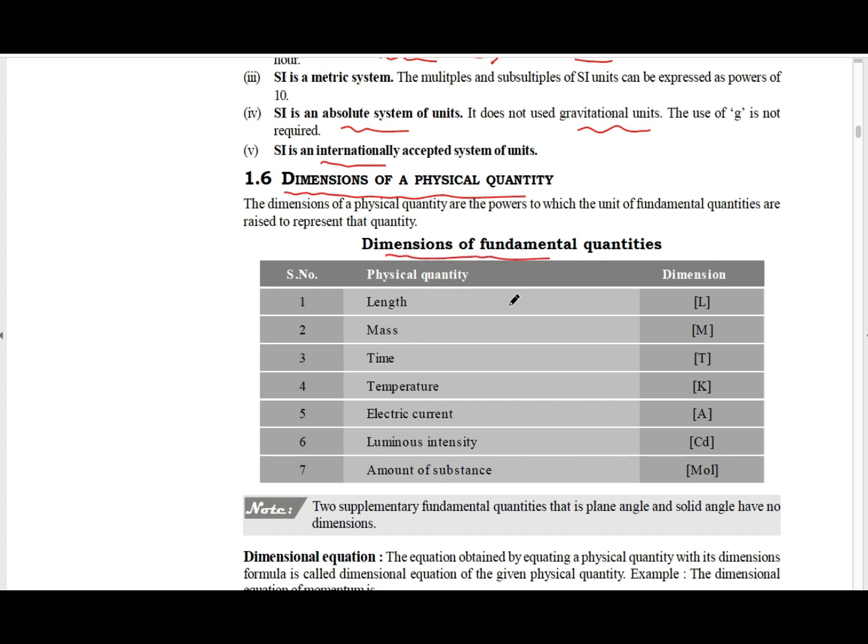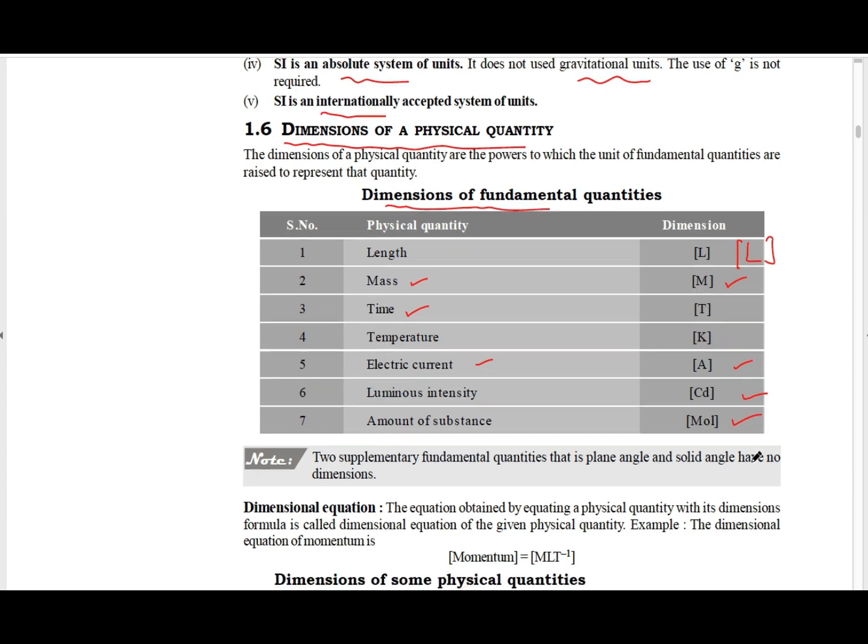Length is measured in meter, and its dimension we generally write as capital L. Mass is measured in kilogram, and it is written as capital M. Time is measured in second, and it is denoted as capital T. Temperature has dimensional formula capital K, representing Kelvin. Electric current, whose standard unit is ampere, has dimensional formula capital A. Luminous intensity is measured in candela, and its dimensional formula is CD. Similarly, the amount of substance is measured in mole, with dimensional formula MOL.